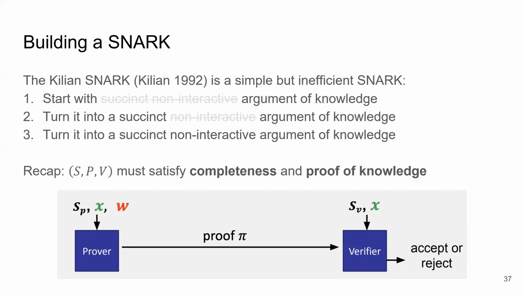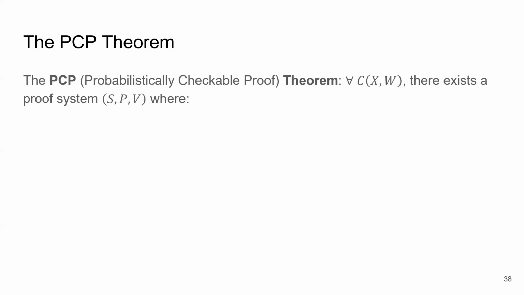So that's the roadmap for today. Let's start with defining a very, very important theorem. A PCP theorem, also known as the probabilistically checkable proof theorem, is not something we're going to prove today, but we're going to use very heavily today.